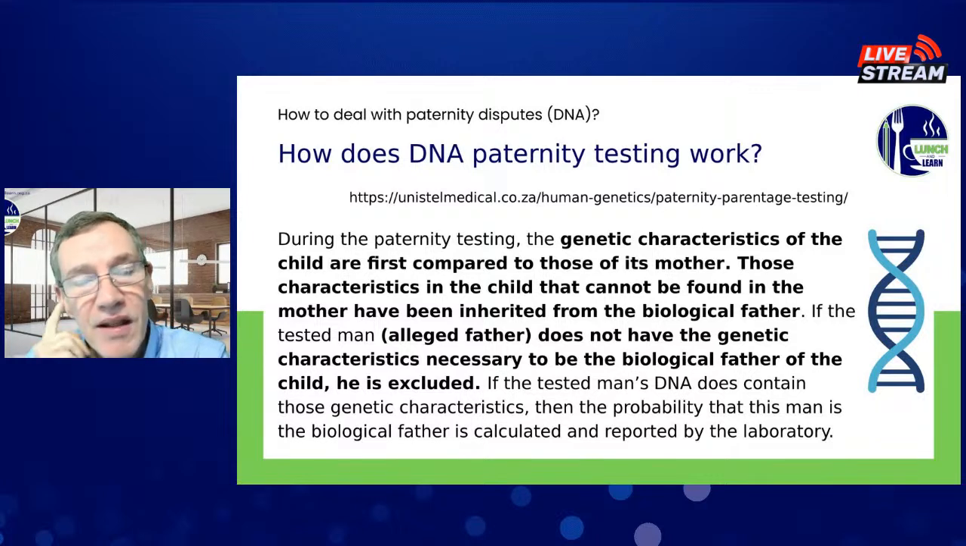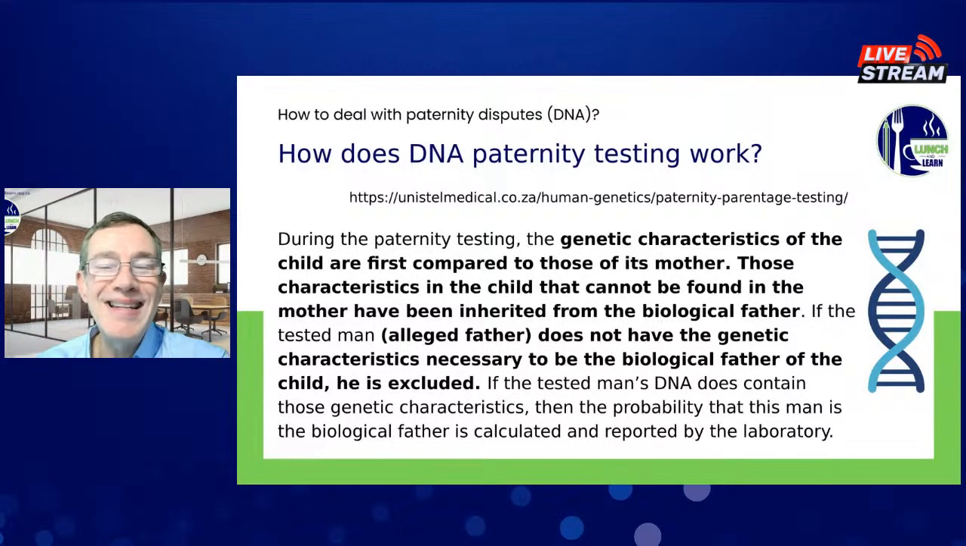During these paternity tests, the genetic characteristics, the blueprint of the child, is firstly compared to that of the mother. So they look at the mother's DNA and compare that with the child. Those characteristics in the child that are not found in the mother are considered to have been inherited from the biological father. So if the tested man, the alleged father, does not have the genetic characteristics necessary to be the biological father, he is then excluded. This is all done scientifically, in a laboratory under very specialized clinical conditions.